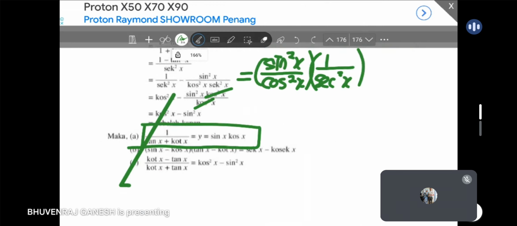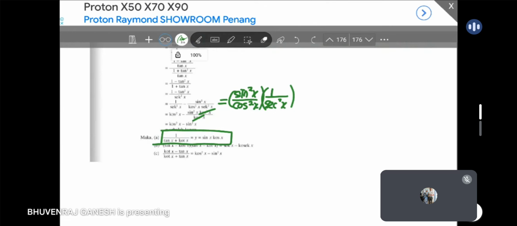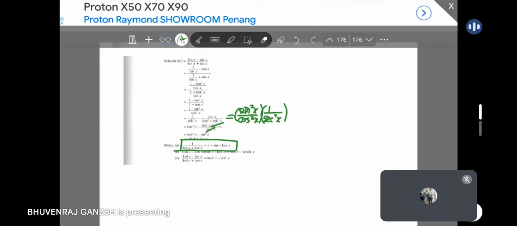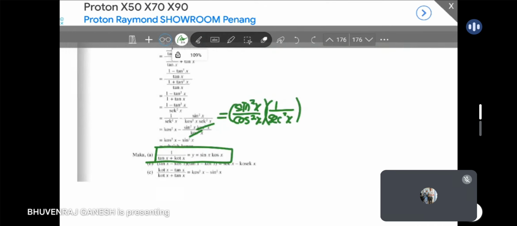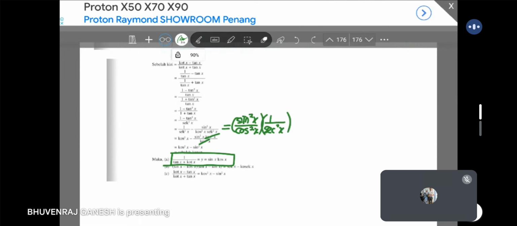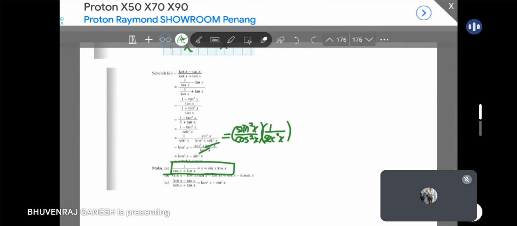Alright? So this is the end of your trigonometry chapter, aka the hardest chapter in AdMaths. Bab yang paling susah. So hopefully I have made this chapter easier for you guys to understand better in the exam.